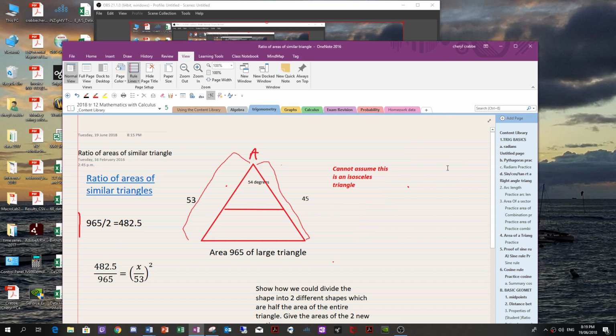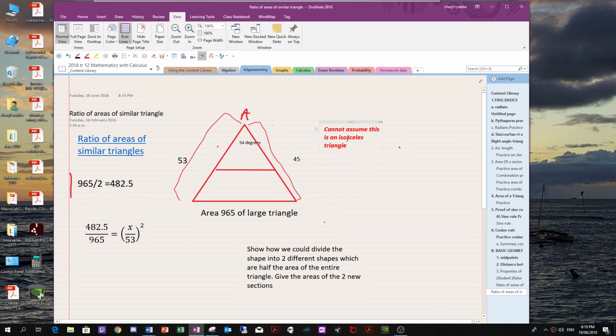Okay, we're going to take a look at how we might be able to do this problem if we did not assume that the top triangle was an isosceles triangle. So we've got similar triangles here, A, B, C, if you want to call those A, B, C, and then we've got, I don't know, D and E. And we basically want to figure out how we can divide these up so that both these shapes will give us half the area of the big triangle.